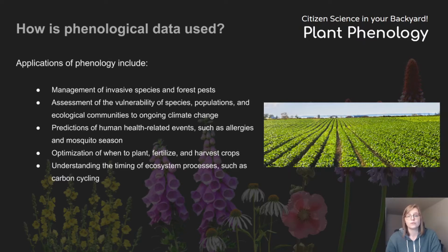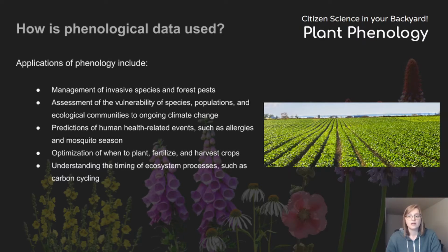Really important for farmers and the whole agricultural industry. They look to phenology to find those optimal times to plant and fertilize and harvest their crops. That's huge. If too many things start to change and their plants are negatively affected, that's going to have a huge ripple effect to the amount of food that we can get to humans all over the world.